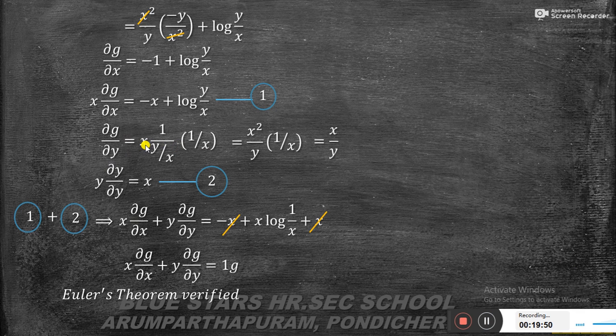So x into the differentiation of log is 1 by y by x. Okay, next, differentiation of y by x means 1 by x. So next x, that means we write it x square by y into 1 by x. So x cancelled, therefore x by y. Therefore, ∂g/∂y equal to x by y.